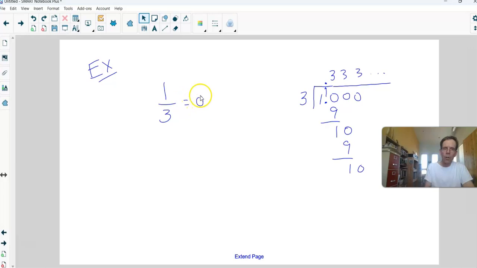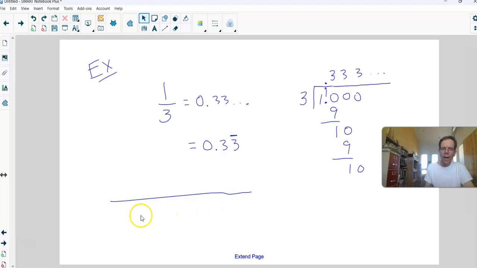So 1/3 is 0.33, and then sometimes people put 3 dots, or even better, I usually like to write the thing that's repeating twice and then put a bar over the thing that's repeating.